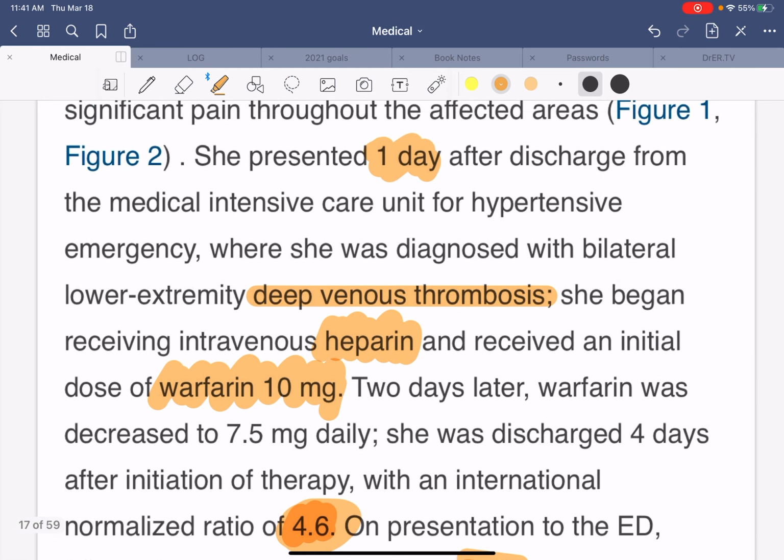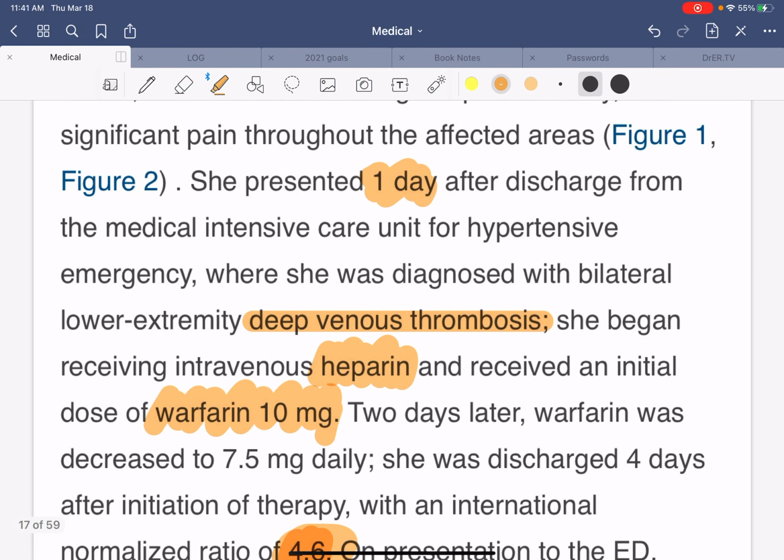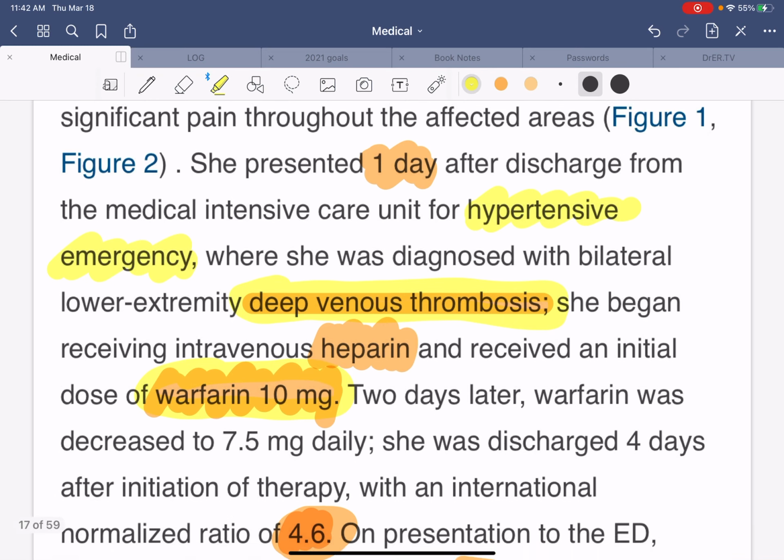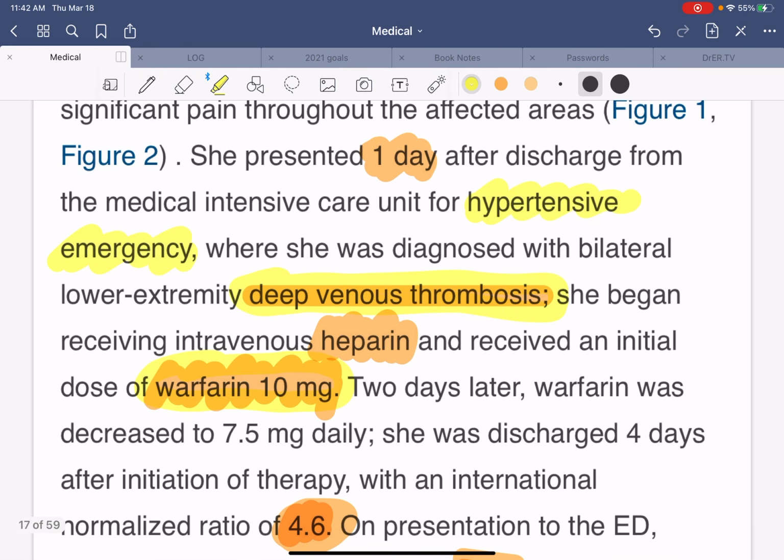So she presented to the emergency department with hypertensive emergency. Let's not forget that. She was admitted for treatment and then ultimately diagnosed with a lower extremity DVT, which required intravenous heparin, which is a blood thinner, to treat those clots. Heparin can only be given IV, so she was switched over to warfarin. And as the INR started getting higher, the blood was thinner, then the heparin could be discontinued and she was discharged on Coumadin or warfarin alone.